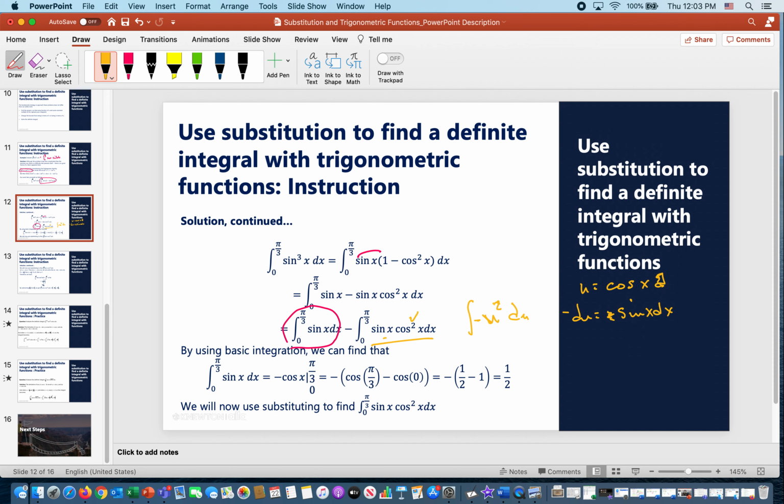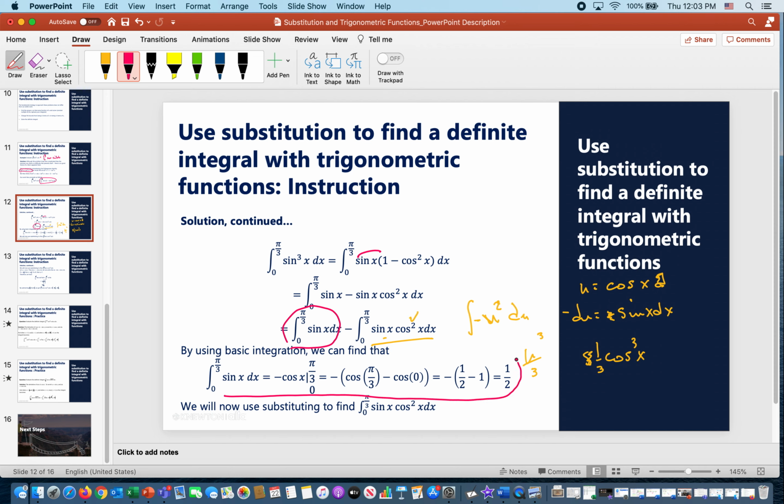The integral of u squared is u cubed over 3. So the second piece of this is going to be cosine cubed x over 3, or 1/3. Now what we do is we're breaking, in the PowerPoint if you're following along, we're taking this piece right here, this first part, and evaluating this.